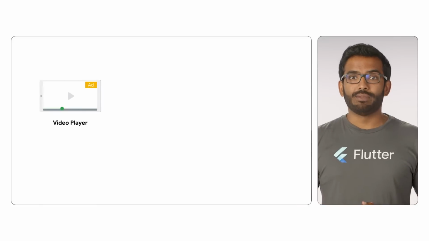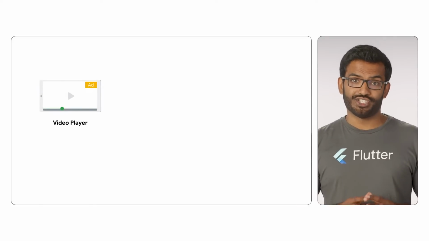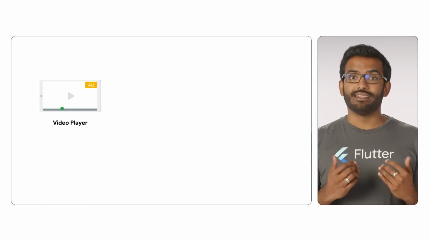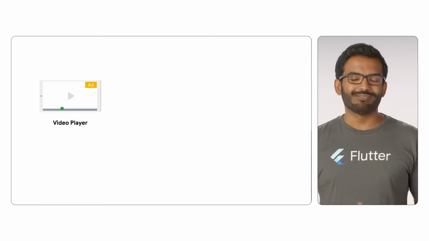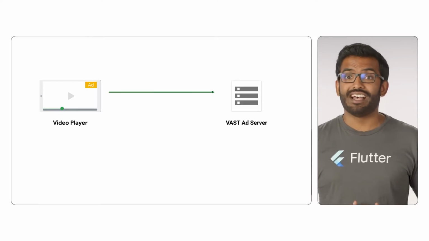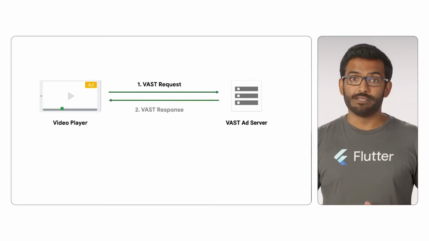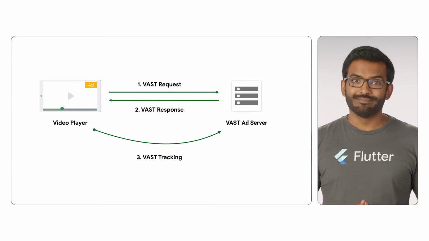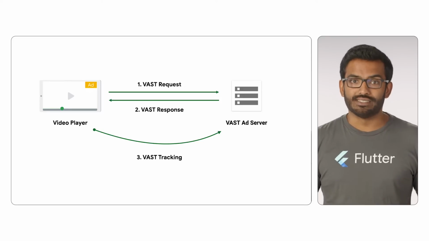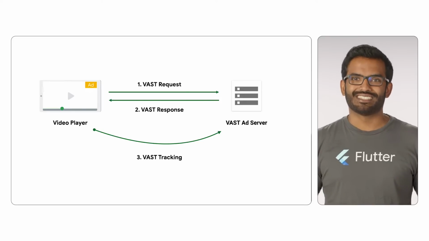The Flutter IMA plugin supports client-side ad insertion, meaning the ads play in a separate video player positioned on top of the content video player. This plugin helps you to trigger a VAST request, pass the VAST XML, play the video ad, render associated UI elements, and trigger relevant ad measurement signals, like impressions and clicks.